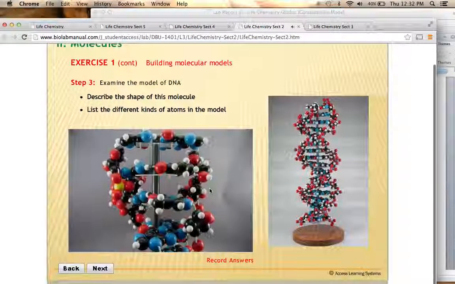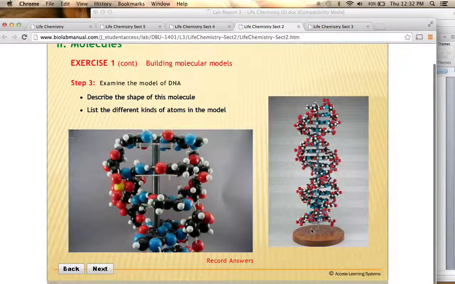The next molecule is DNA, which is quite complex. You'll see that it's double-stranded. It's made up of 2 strands that wind together. And so we call that a double helix. And that's the term used for DNA, is that it's a double helix and it is a spiral-shaped molecule.